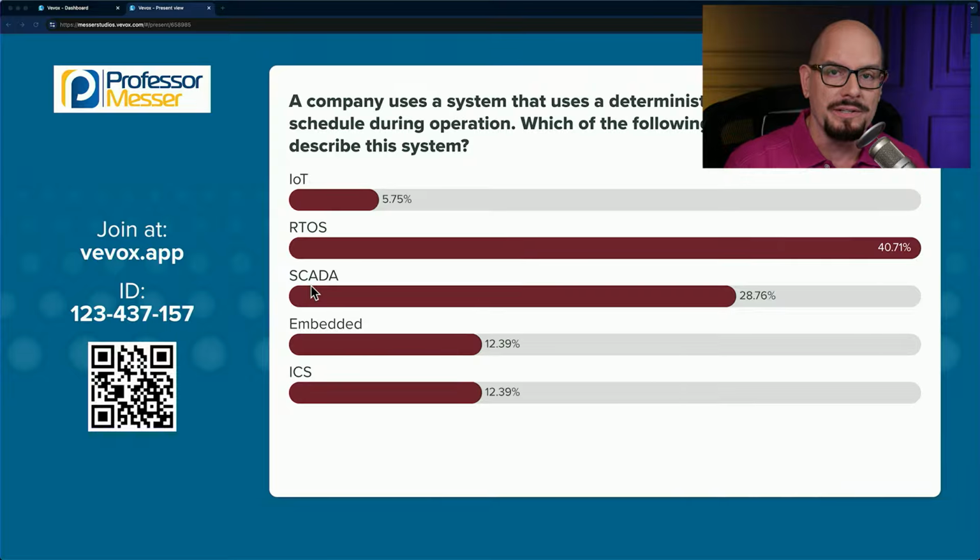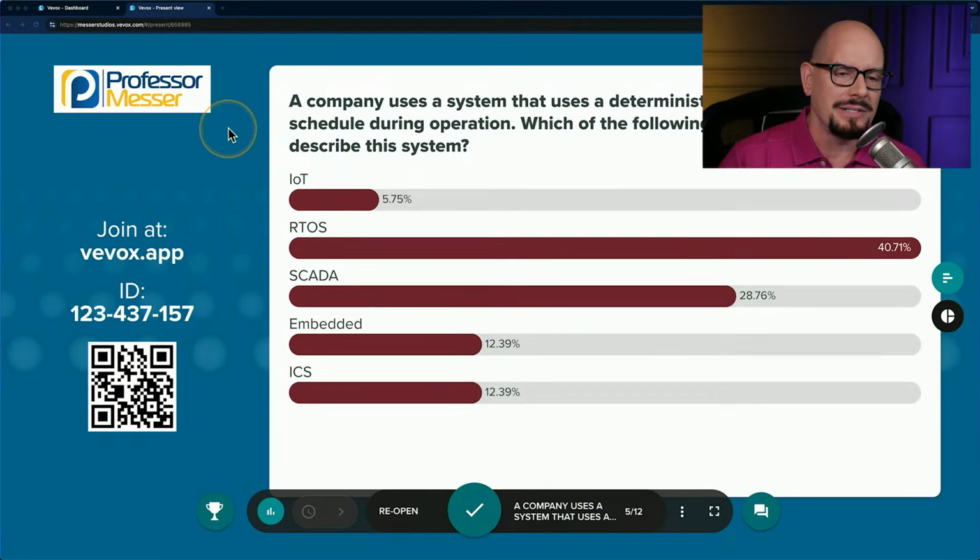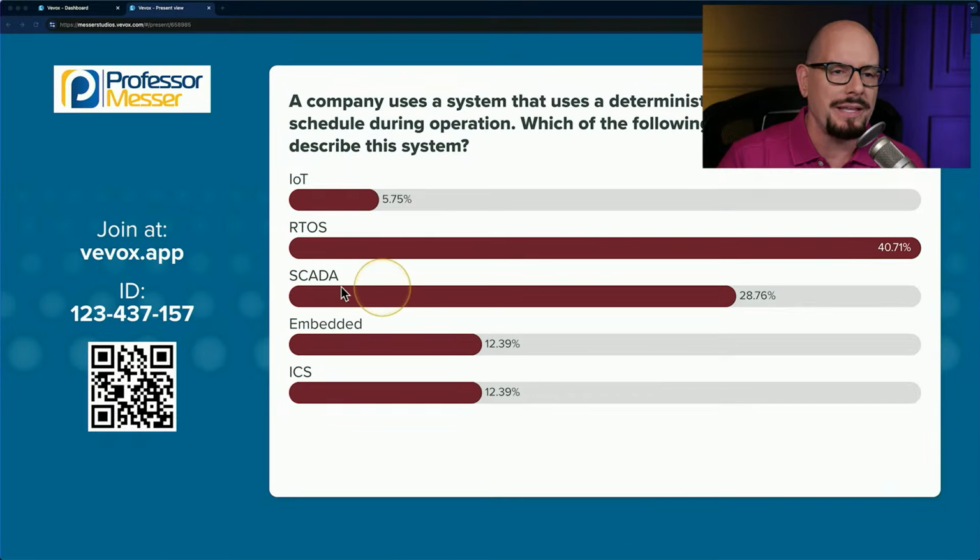So pretty important. That was something that we always are concerned about, because we don't want people getting access to our billing systems, but we really don't want them getting access to our power grid. So that's why SCADA is one that has a really big security requirement, but it is not necessarily deterministic in its processing schedule. So not the best answer for this particular question.